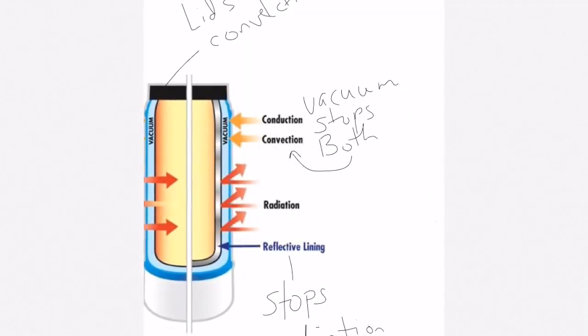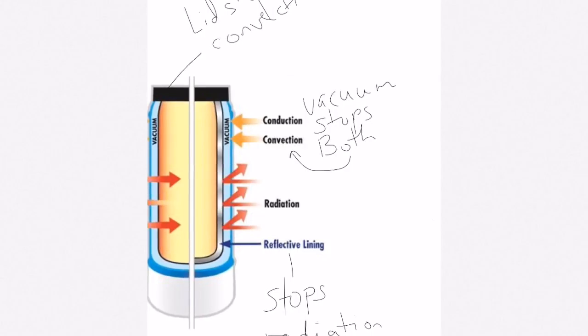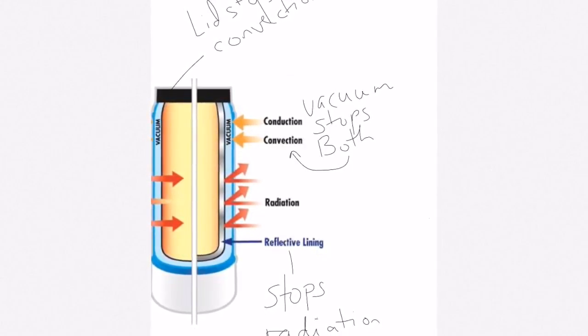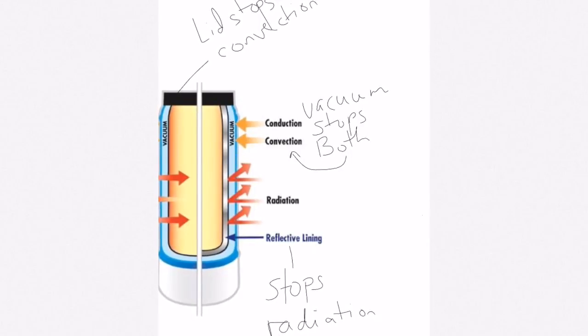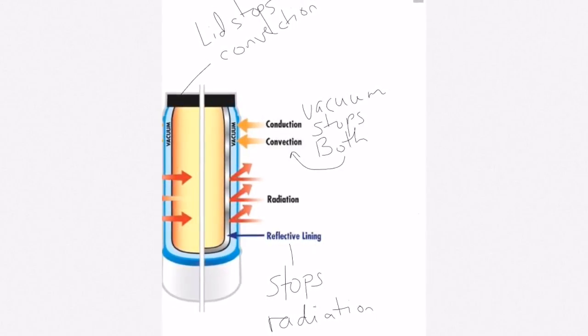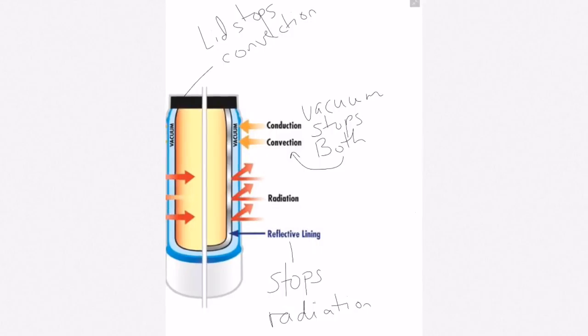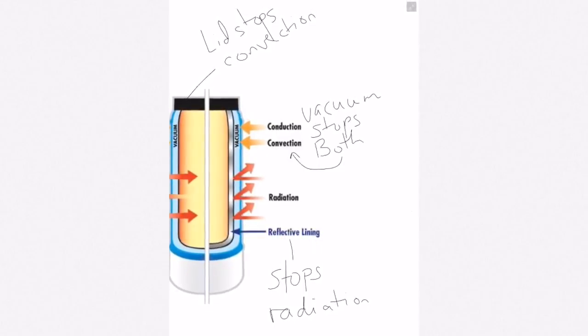A thermos is very effective at stopping energy transfer. It has a vacuum to stop conduction and convection, a silvered surface to stop radiation, and a lid to stop convection and conduction. It's also made of insulated material.